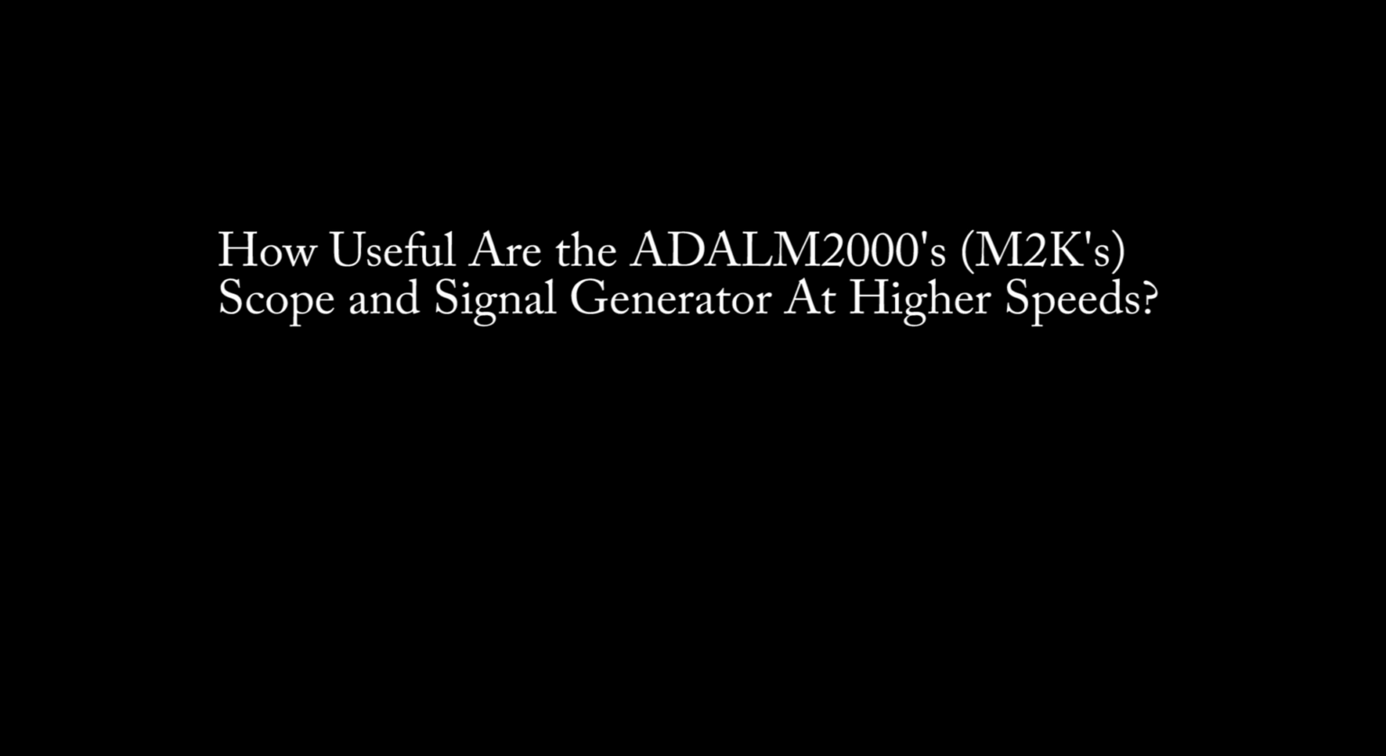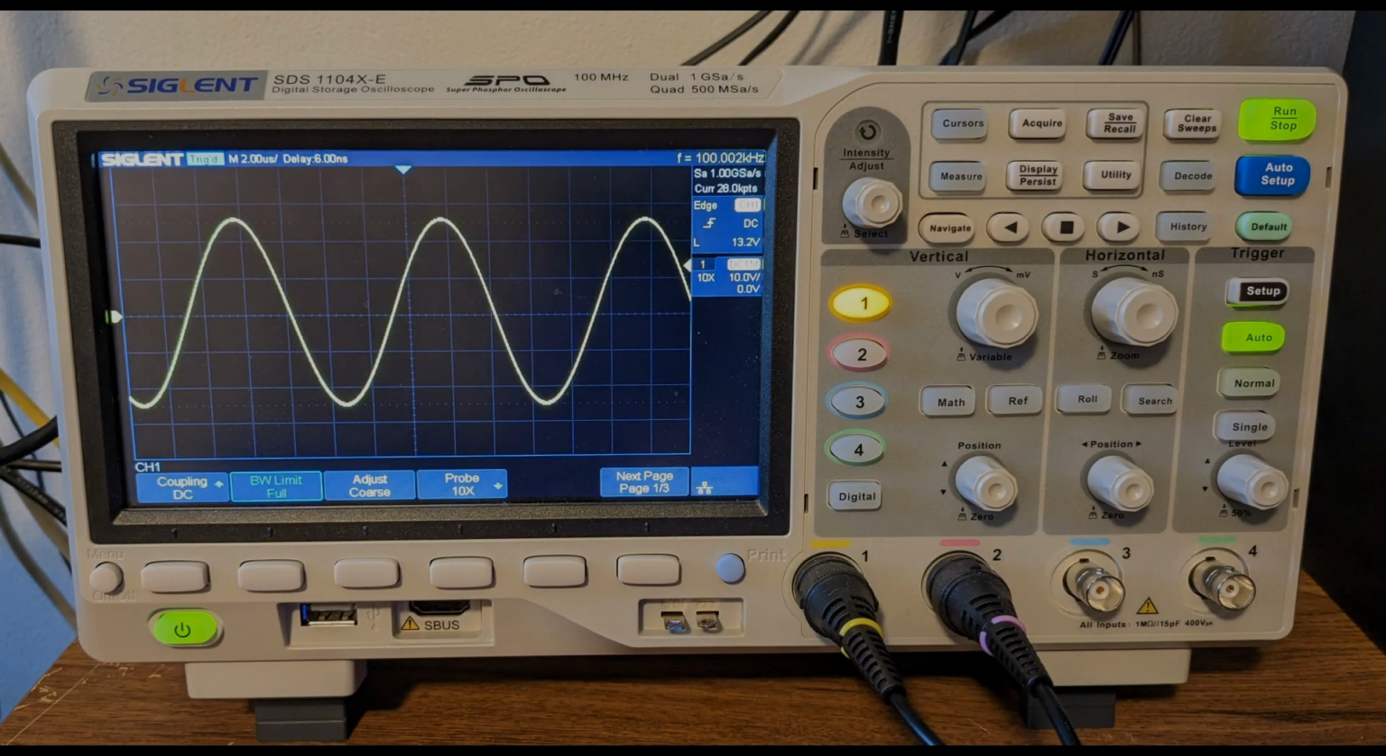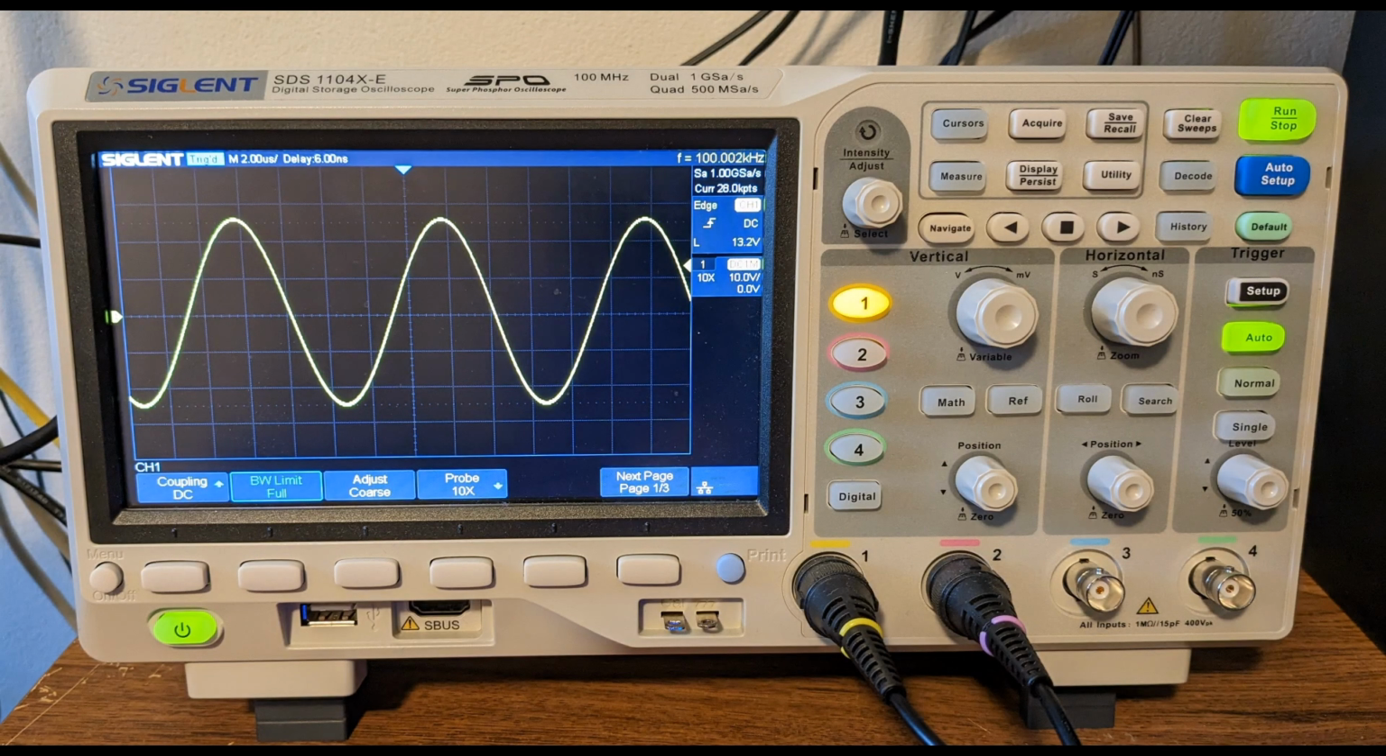How useful are the M2K scope and signal generator at higher speeds? In this video, we're going to use this Siglent oscilloscope to look at waveforms generated by the M2K, and at the same time, we'll use the M2K oscilloscope to look at the waveforms. We'll focus on higher speeds.